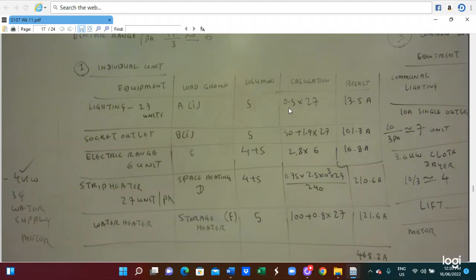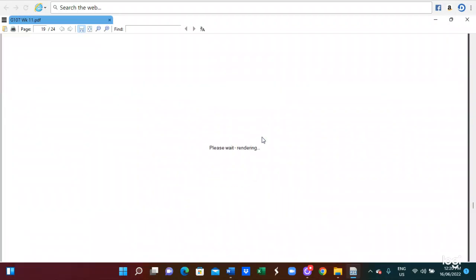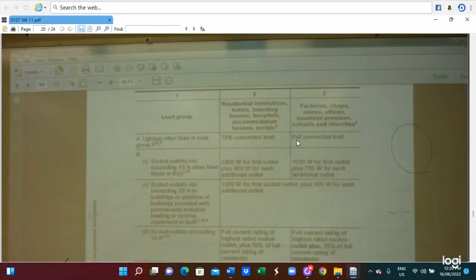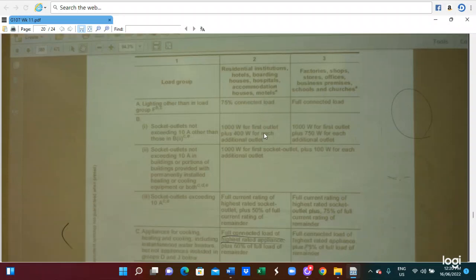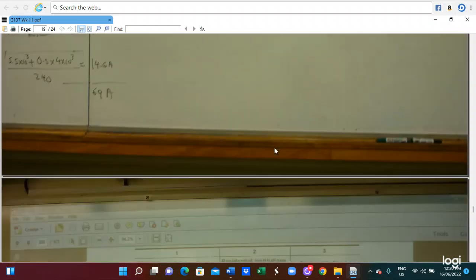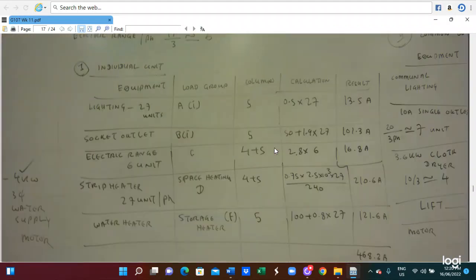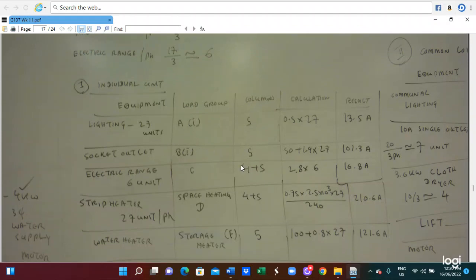So in this case, 27 units, or 27 multiplied by 0.5, you got 13.5 ampere. So this is the 27 units, that we utilize. Just the table. This is the lighting point for a residential unit. So this is for the load group, we utilize this one. In this case, also we calculate the socket outlet, load group B1, column 5. So the calculation is 50 multiplied by 1.9 into 27. So this will be the 101.3 ampere.